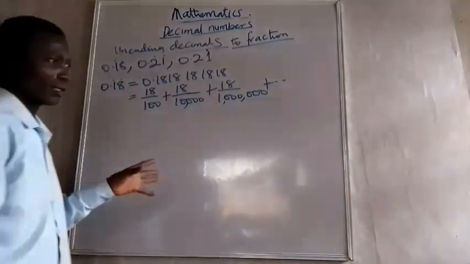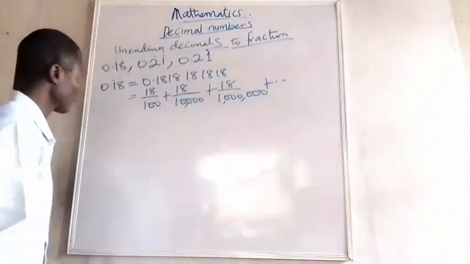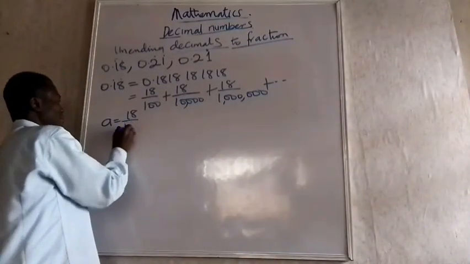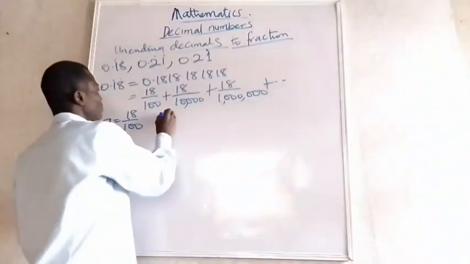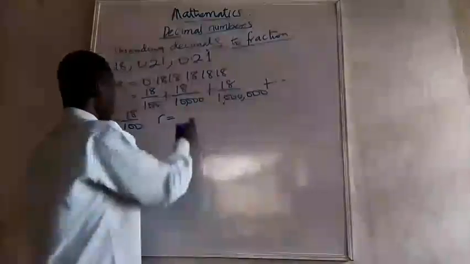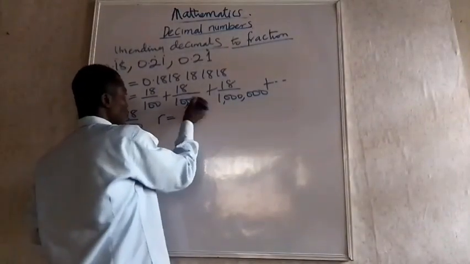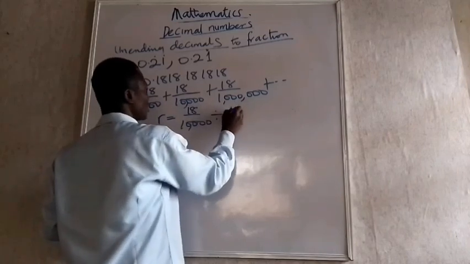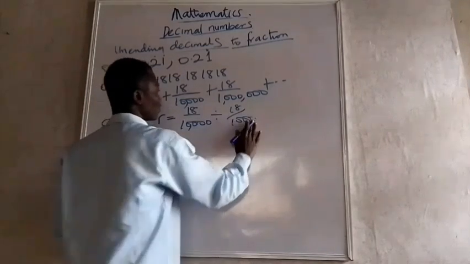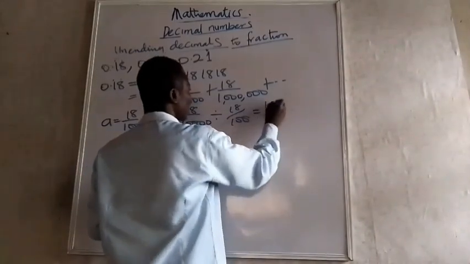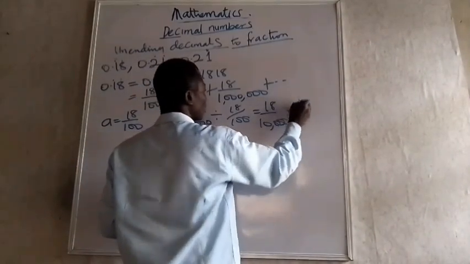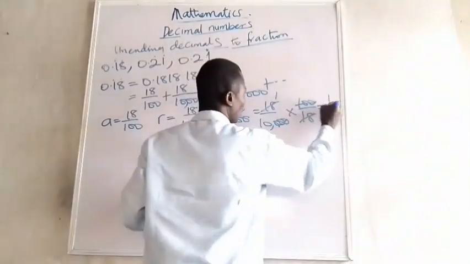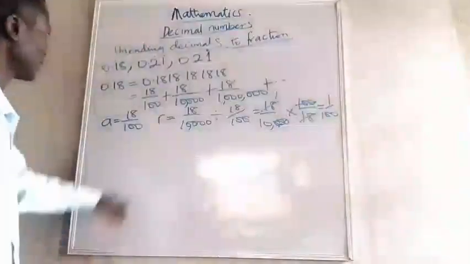So, you know the formula for the sum of geometric series. The first term here, A, is 18 over 100. R is equal to this one over this. So if you do that, it's going to be 18 over 10,000 divided by 18 over 100. And what does that give me? 18 over 10,000 times 100 over 18. So 1 over 100. So you can see 1 over 100, that is R.